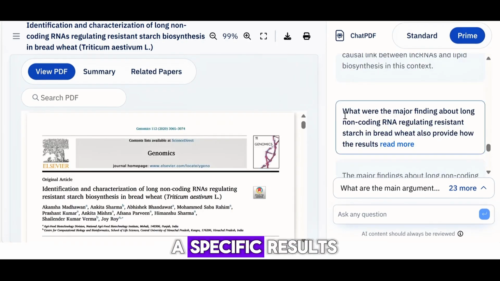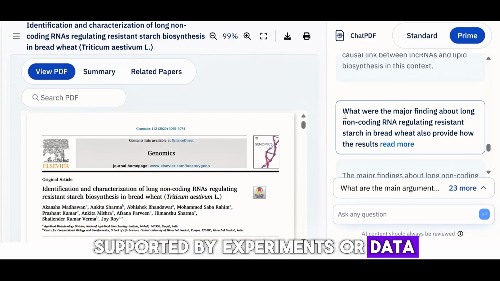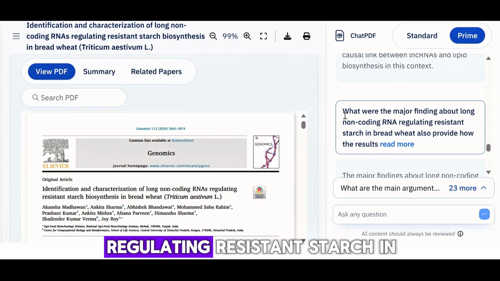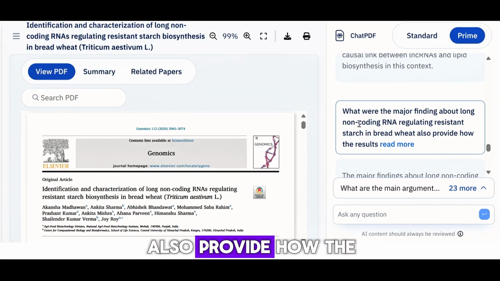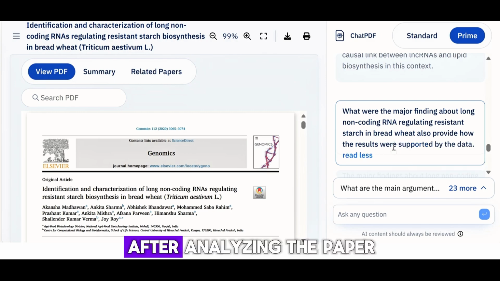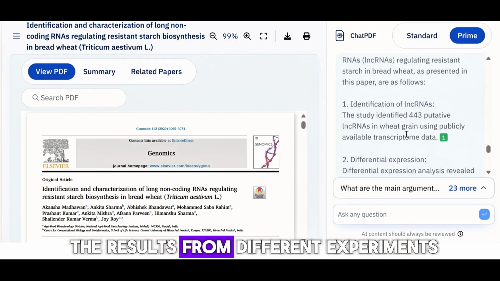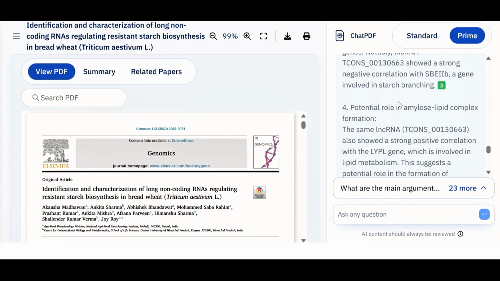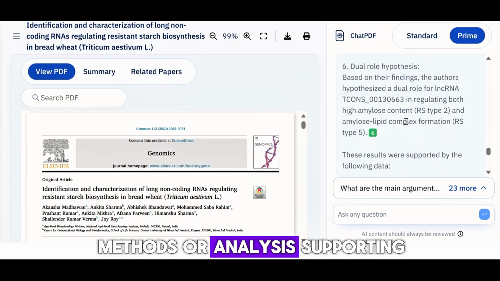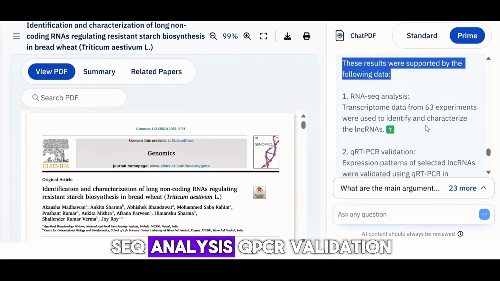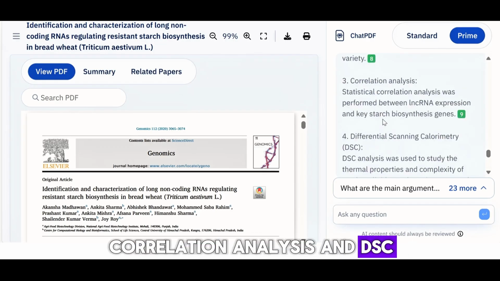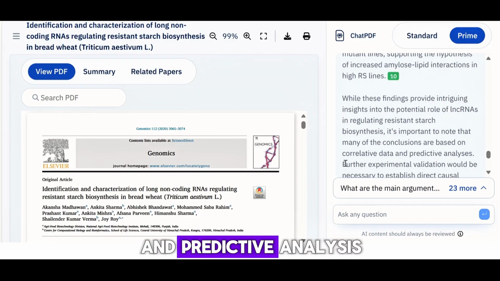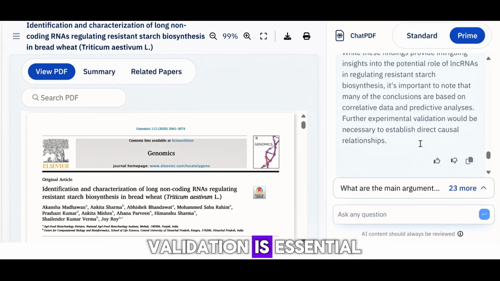You can ask for specific results and how they were supported by experiments or data. Here I have written a suitable prompt and asked, what were the major findings about long non-coding RNA regulating resistant starch in bread wheat? Also provide how the results were supported by the data. After analyzing the paper, it has provided all the results from different experiments, which reflect the role of long non-coding RNA in regulating resistant starch. Next, it has shared the data, methods or analysis supporting these findings, such as RNA-seq analysis, qPCR validation, correlation analysis, and DSC. In the last paragraph, it has also mentioned that the findings are mainly supported by correlative data and predictive analysis, and that further experimental validation is essential.